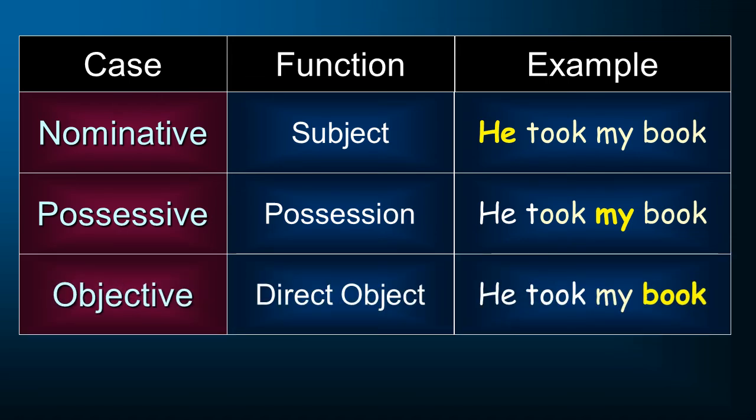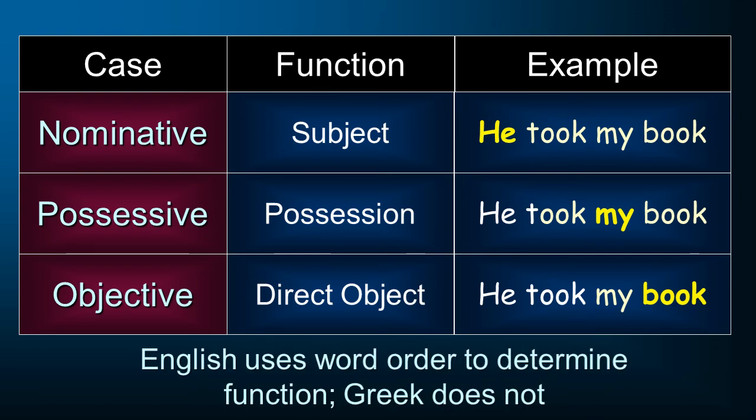And then finally, the objective. This is the case of the direct object. He took my book. The book, it was the thing that he took. Notice the action took place on the book. It didn't take place on he, didn't even take place on my, but it took place on the book. English uses word order to determine the function. Greek actually does not. Greek is going to change the form of the word. That's going to be very different. We'll start to see that next week.